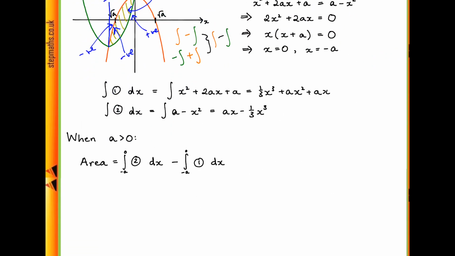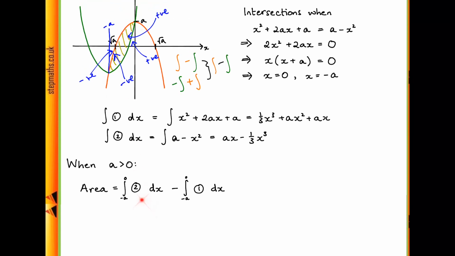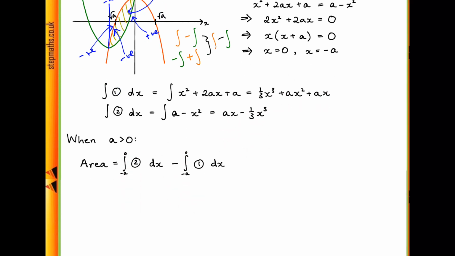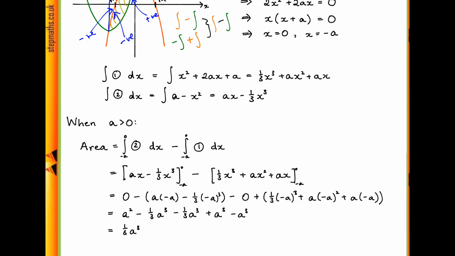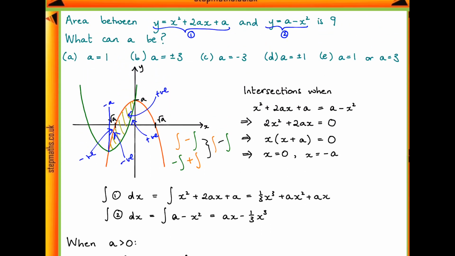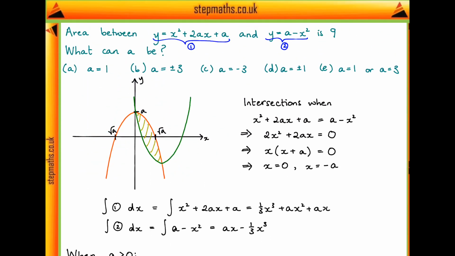So all we need to get this area is to do the integral between 0 and minus a of quadratic number 2 minus the integral between 0 and minus a of quadratic number 1. And if we put in the limits into the expressions we already found for the integral, this is what we get, so subbing in. And then we just simplify all of this, and eventually find that the answer is a third a cubed.